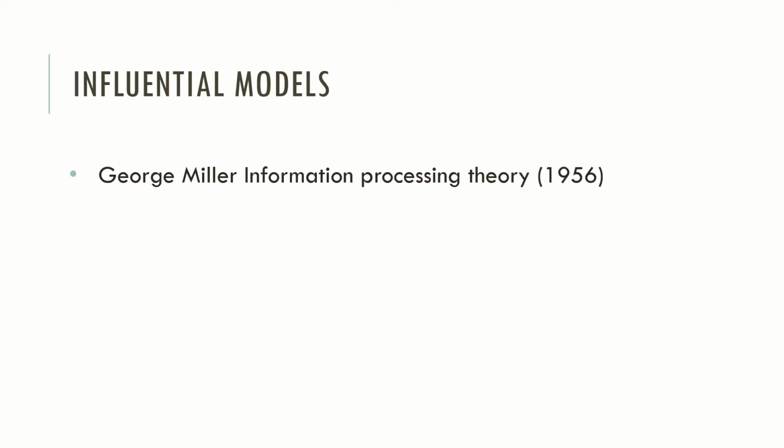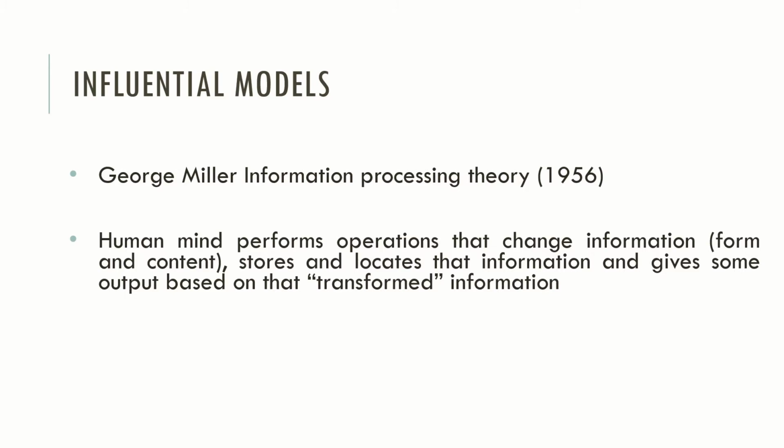So, now let's look at some influential models that shaped cognitive psychology. George Miller's Information Processing Theory states that the human mind performs operations that change information's form and content, stores and locates that information and gives some output based on that transformed information. This means that the human mind has some operations that change the information and then produces some output that is based on the transformed information.